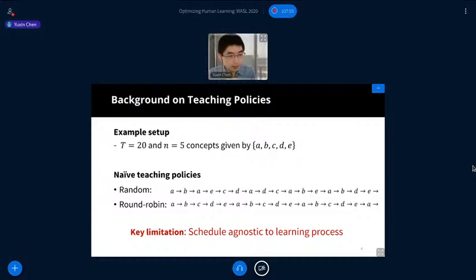I'm still seeing a white screen in front of me. Just wait for maybe 2 seconds for the slide to show up.